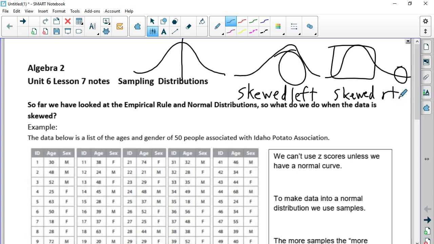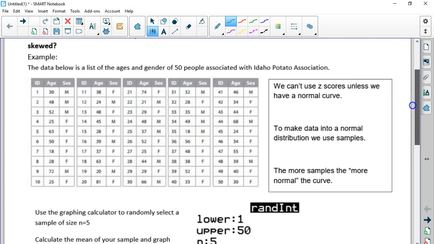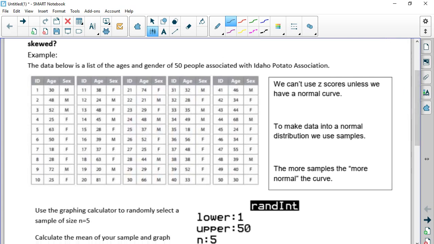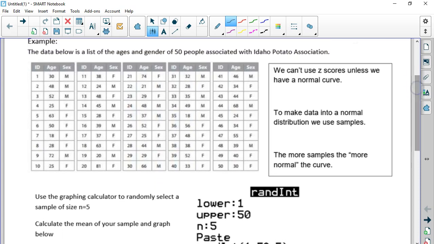So down here we have a list of ages and genders of 50 people. Now we can't use z-scores unless we have a normal curve. To make data into a normal distribution, we use samples. The more samples, the more normal the curve. So think about it this way.